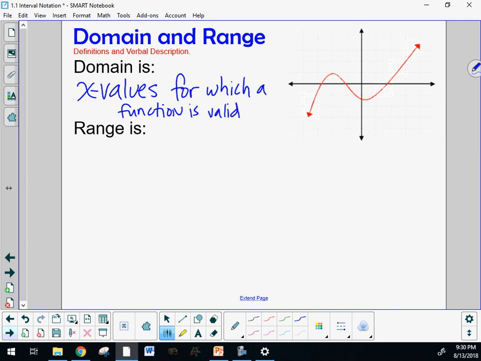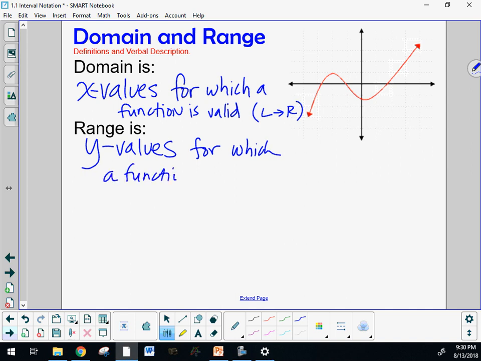Sometimes we say that a domain is the left to right. We read it from left to right usually. And the range then, of course, would be the y values for which a function is valid. And for the range, I always like to remember that it is bottoms up. Start at the bottom, go to the top of the function.